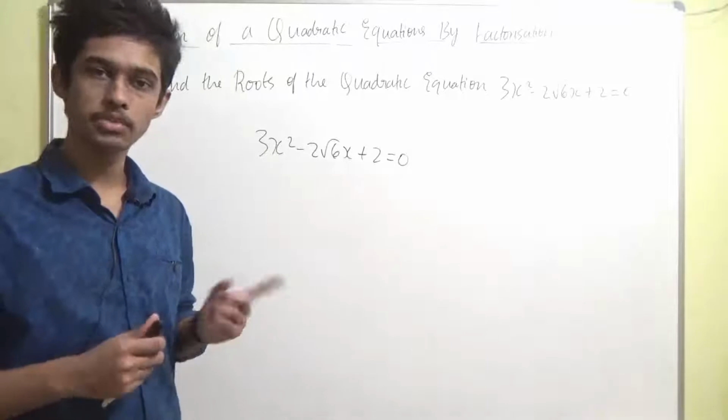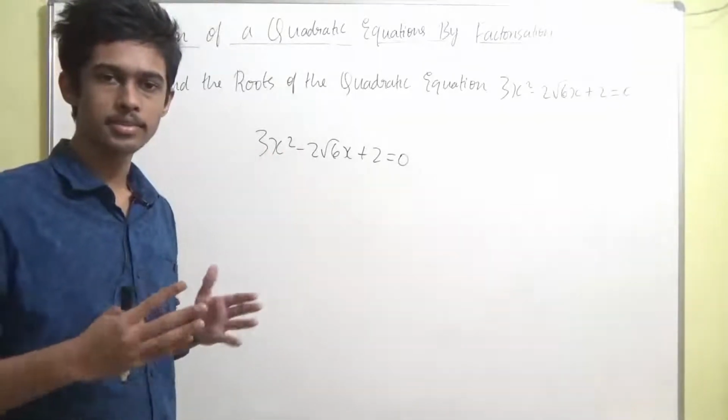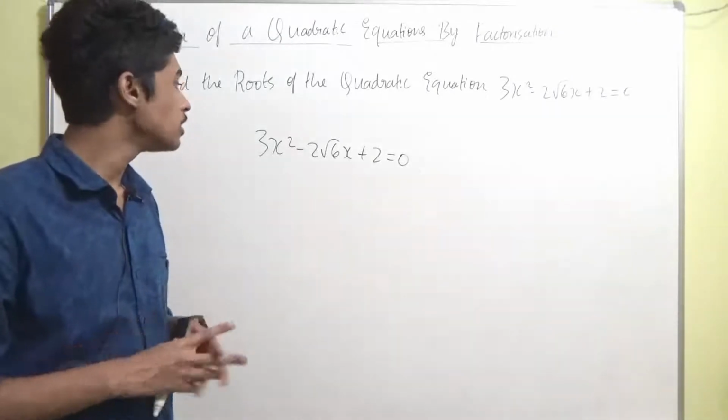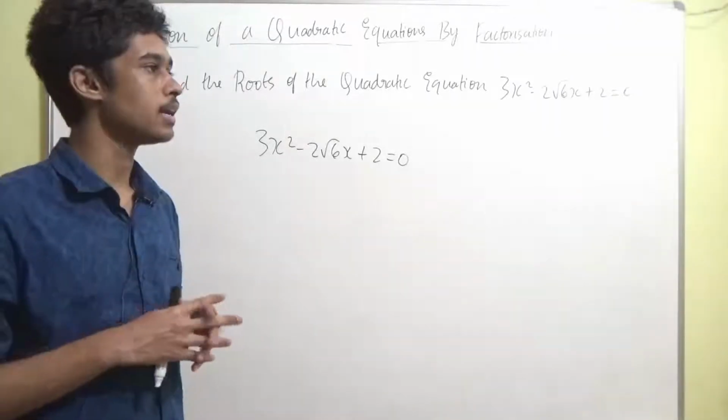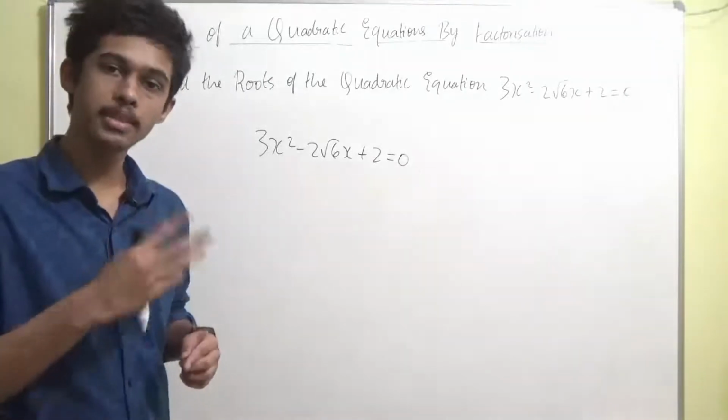1x into 6x gives you 6x square. But there is a root and all, no? You can't split it into 1 and 6, right? You can't do that. So what gives you, okay, let's think. What into what gives you 6? Okay, root 6 into root 6 gives you 6.